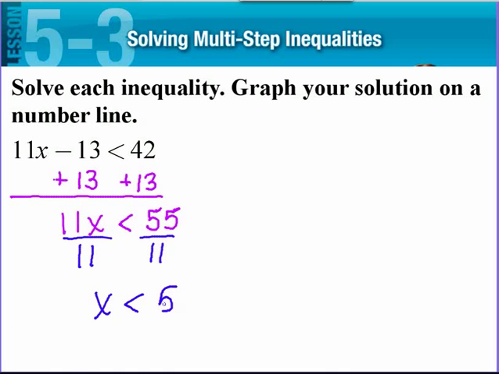So now what I need to do is graph that. If you're doing a number line, remember you always need to have the number 0. 1, 2, 3, 4, 5. What type of dot on 5? Open. Which way am I going to shade? To the left. And there you go. Questions? Fairly straightforward. Let's go ahead and look at another one.